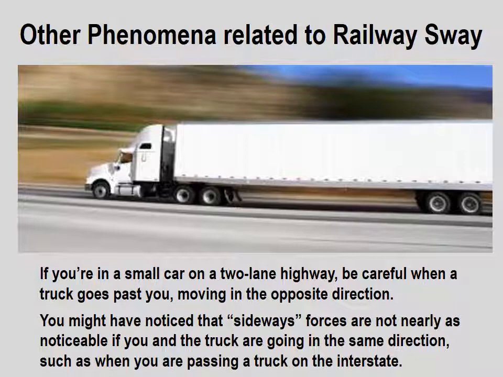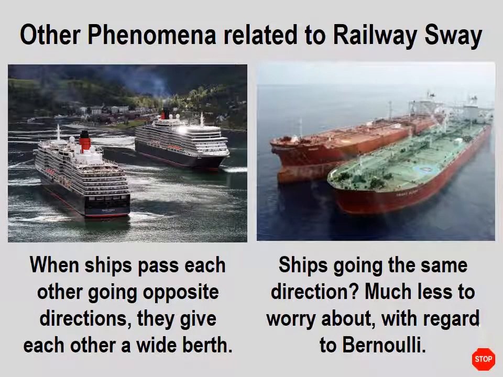If you've been on a two-lane road and you're in a small car and a big truck is coming the other way, you might feel like your car is pushed towards the truck as the truck goes past. That's railway sway. The same phenomenon applies for boats in water. When ships pass each other going opposite directions, they give each other a wide berth. Ships going the same direction, much less to worry about with regard to Bernoulli.